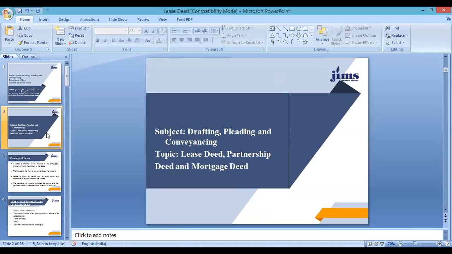Today we are going to discuss the drafting of lease deed, partnership deed, and mortgage deed under the subject captioned as drafting, pleading, and conveyancing. My dear students, as you are aware, Unit 4 pertains to conveyancing. As such, these are the topics which have been mentioned in the university syllabus. So let's start with the same.